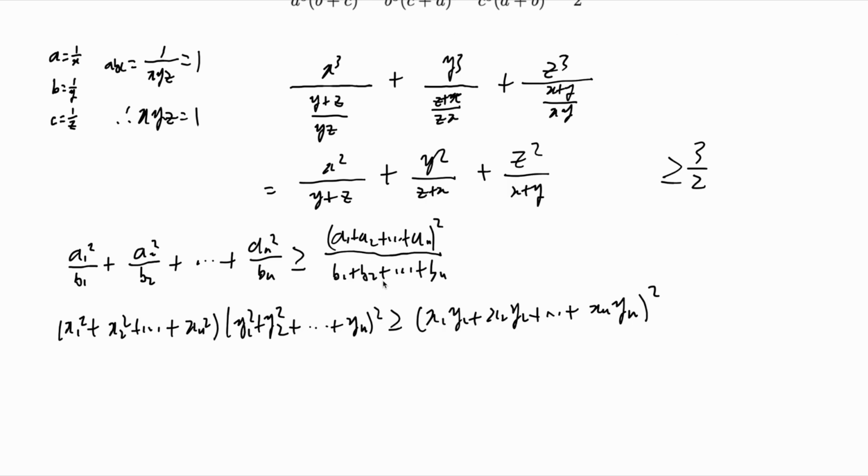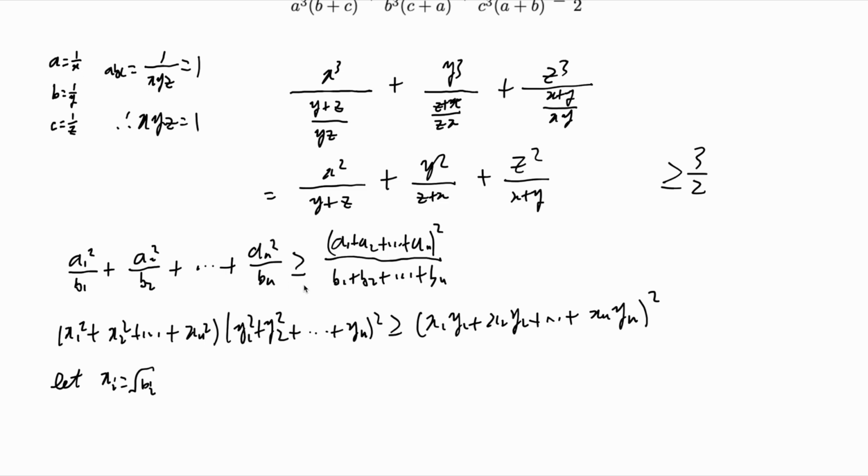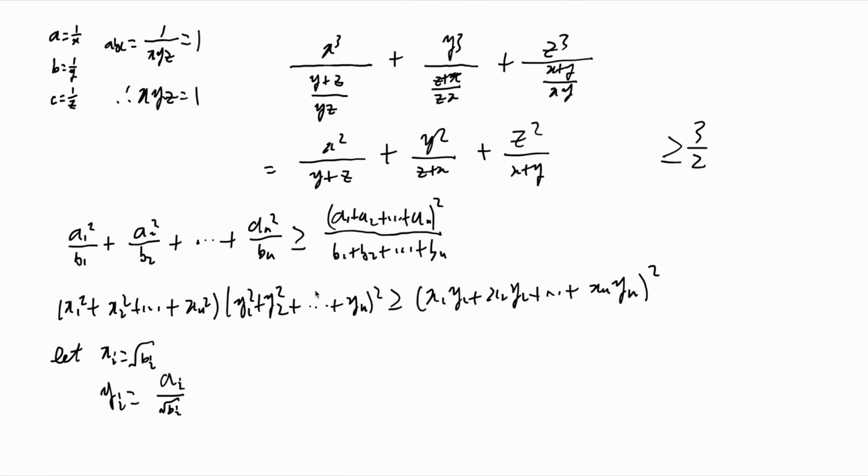I think so. Let x sub i equal root b sub i, and that is totally fine because we know that a and b are positive numbers here, meaning x, y, z are positive numbers, and thus a sub i, b sub i are positive numbers. And y sub i equals a sub i over root b sub i. I think this is how they did it.